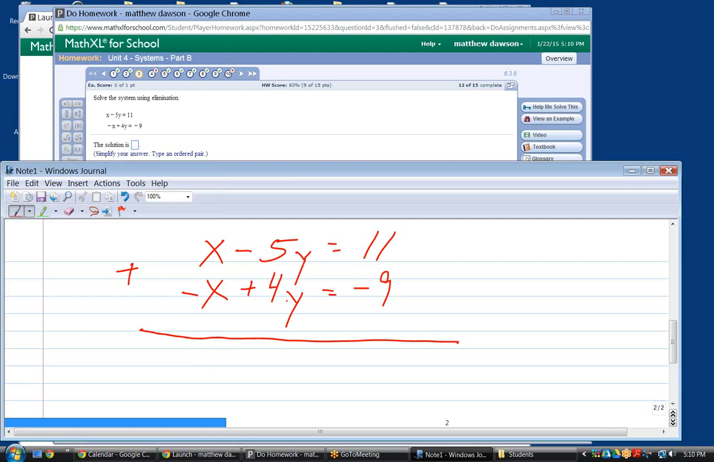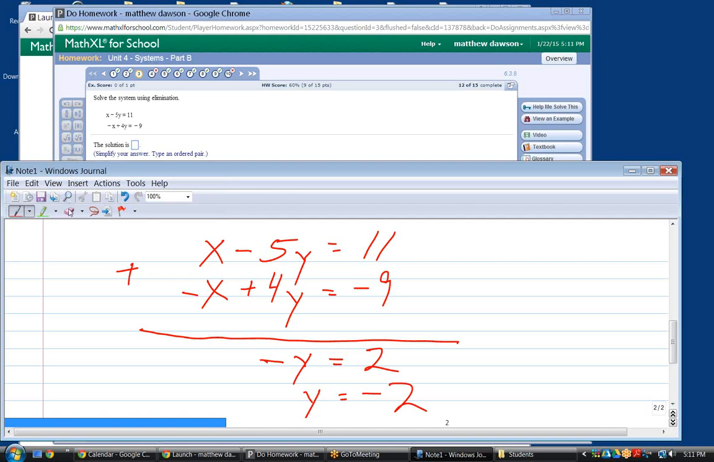And what do we get when we add these two terms? Negative y. And when we add the two numbers, sorry, that would be 2. Okay, so what's y equal to? Negative 2. Okay, so it doesn't matter which variable we solve first. The idea is to solve one of the variables, and once you get one of them solved, you can go back into either equation and solve for the other variable.